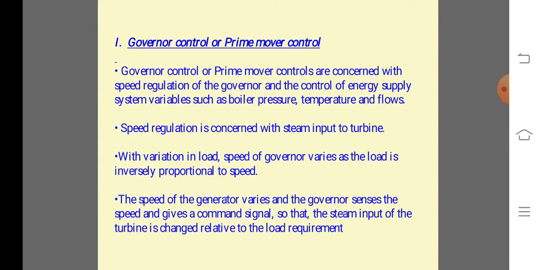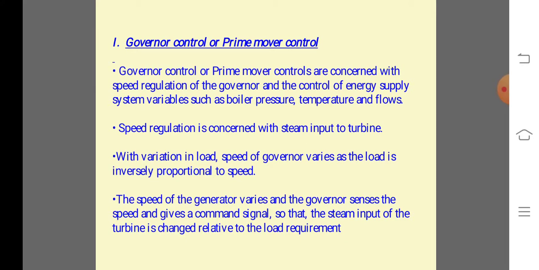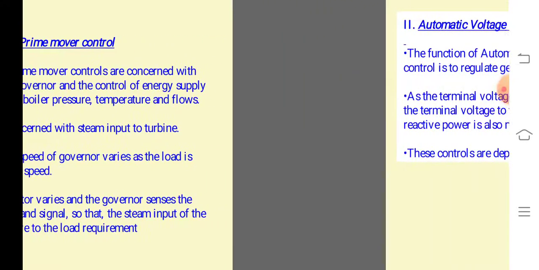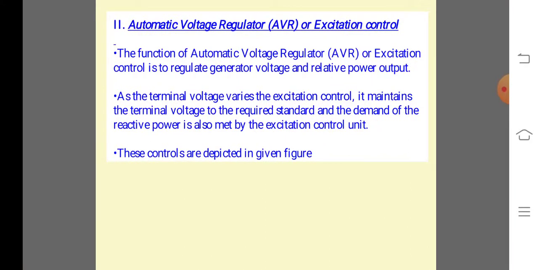Speed regulation is concerned with steam input to the turbine. With variation in load, the speed of the generator varies, as the load is inversely proportional to speed. The governor senses the speed and gives a command signal so that the steam input of the turbine is changed relative to the load requirement.